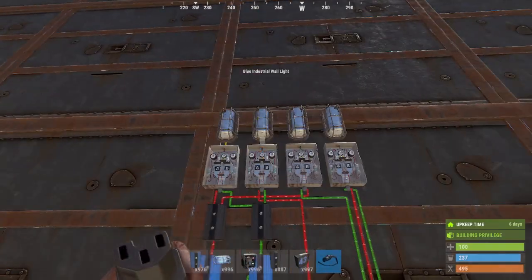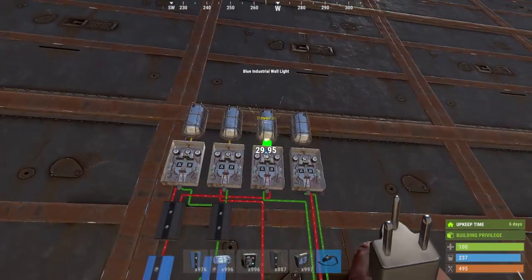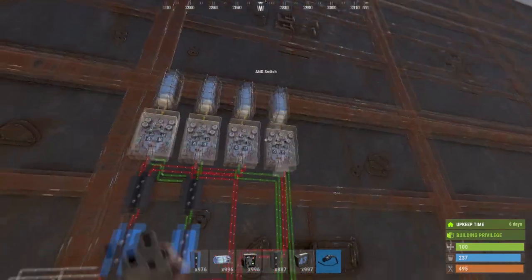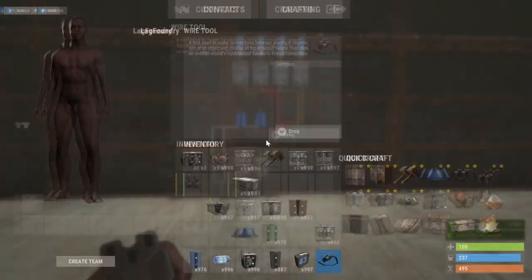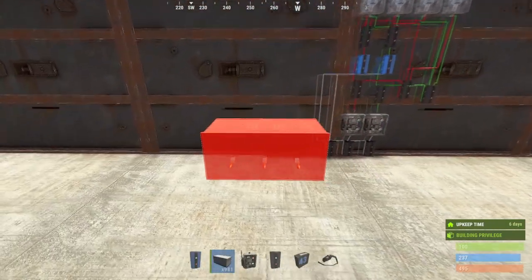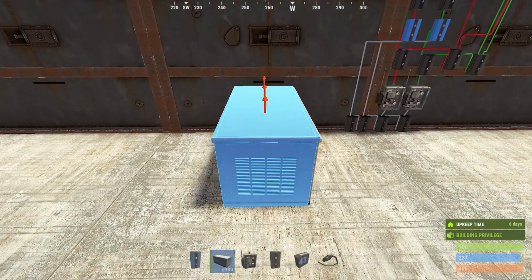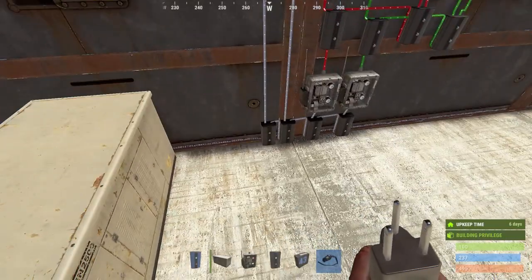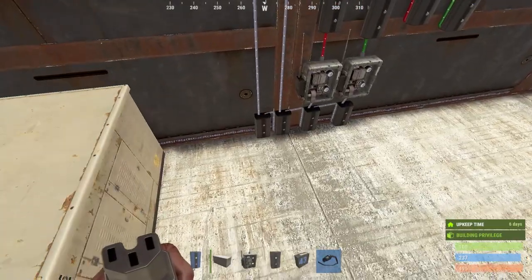Now I'm just wiring up some lights here for reference. And then everything should be good to go. You should now have a working decoder. Oh, and make sure you got power.